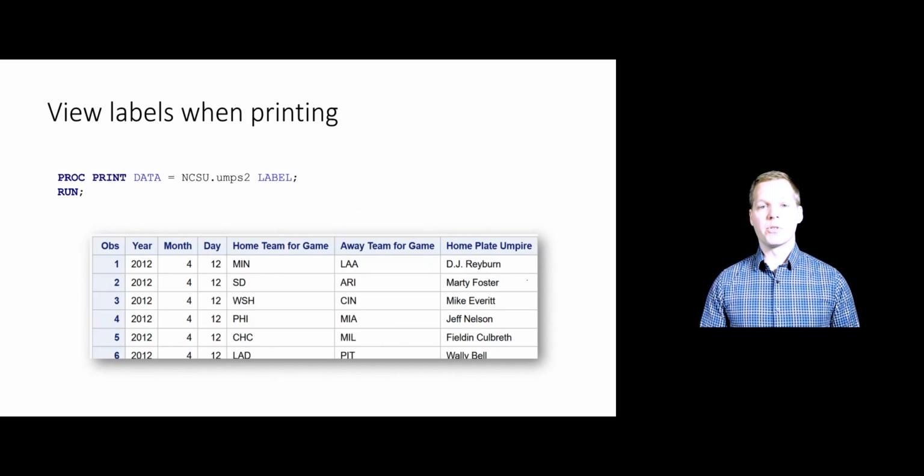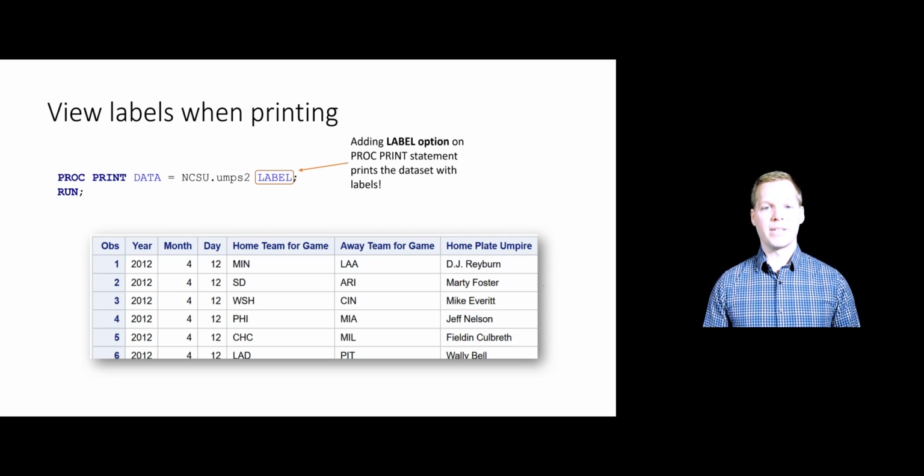If you want to see these variables whenever you print something out, all you need to do is add a label statement on your proc print statement. Remember, if you want to use proc print, all you basically need to do is do a proc print statement, specify the data, and then do a run statement. That sets up a proc print step.